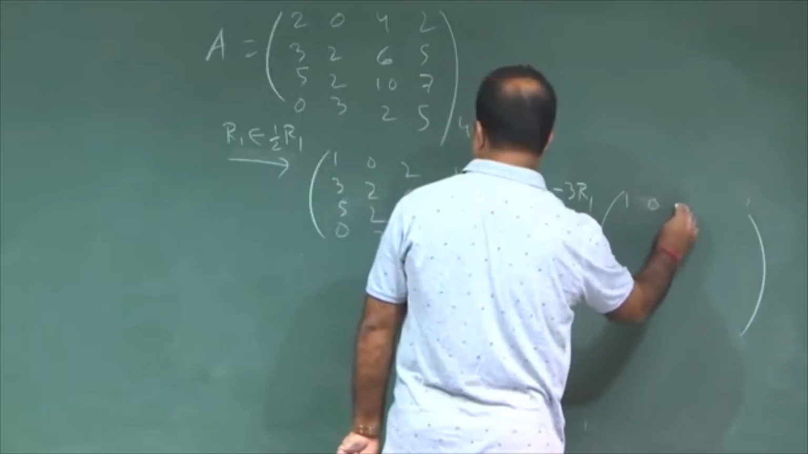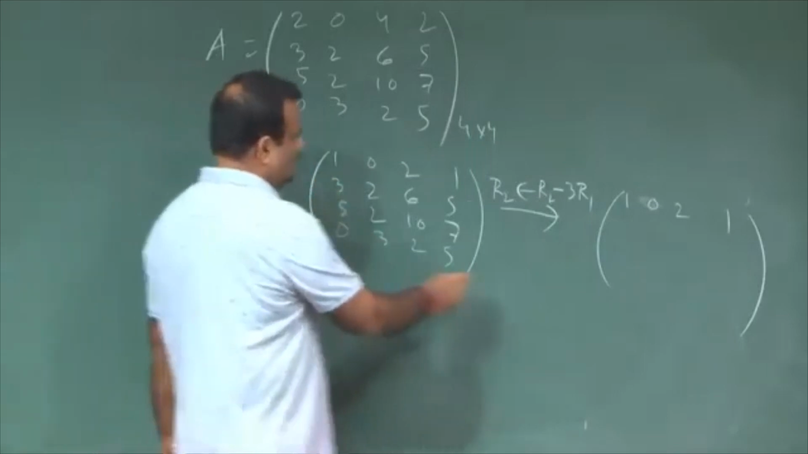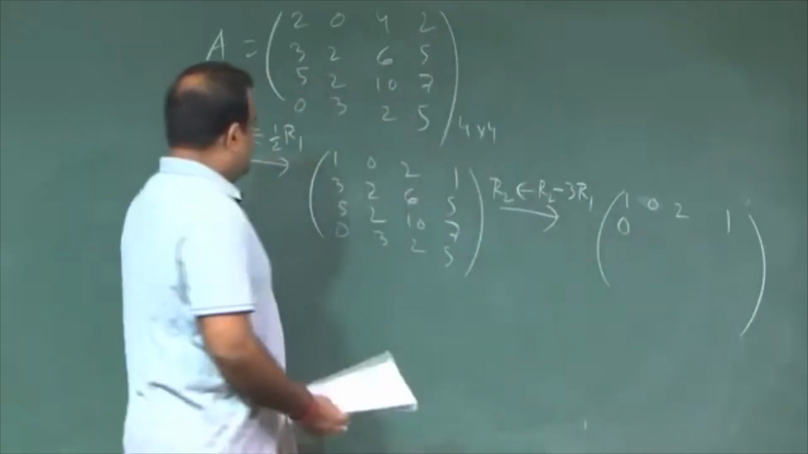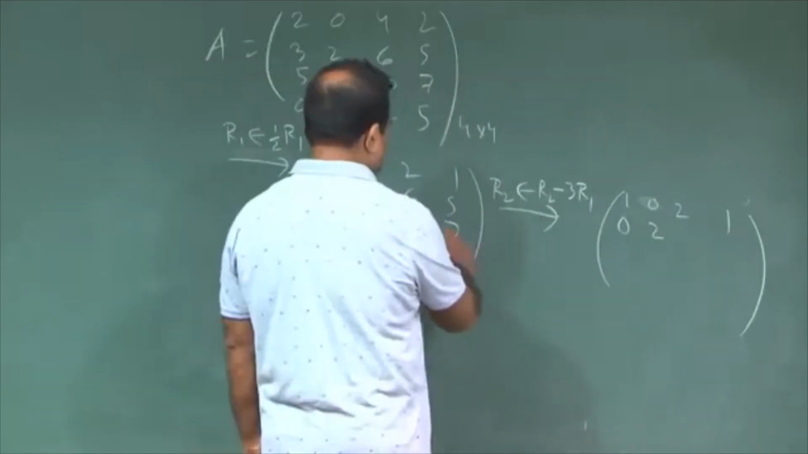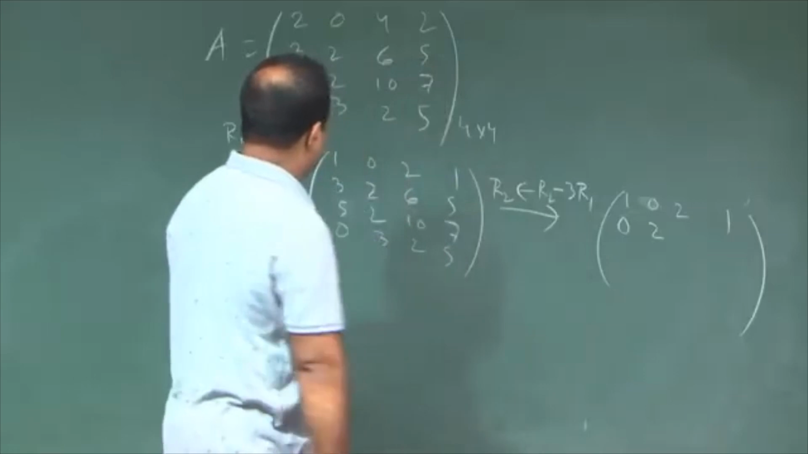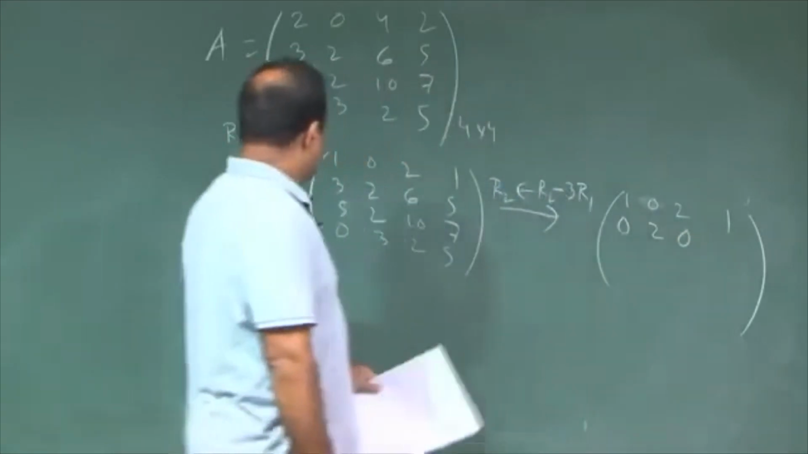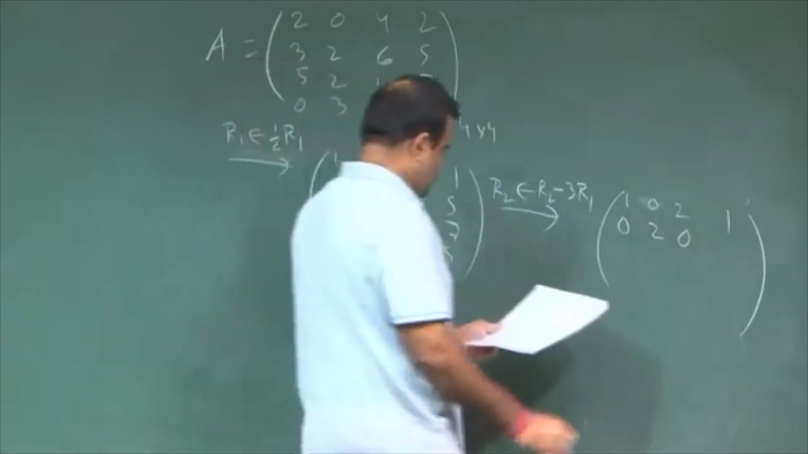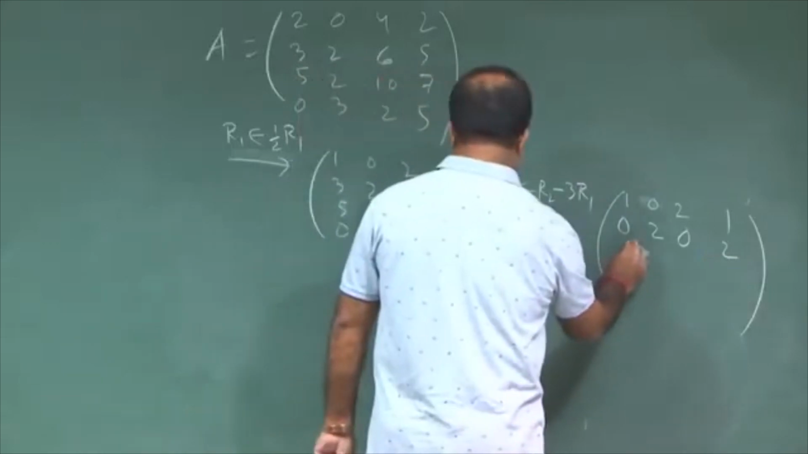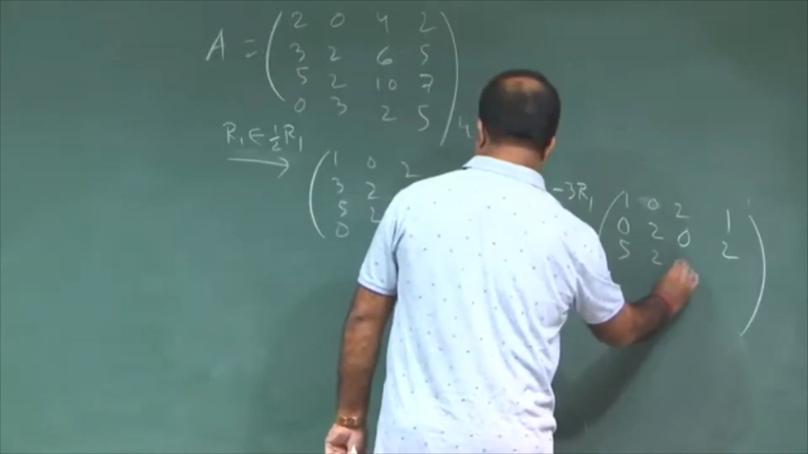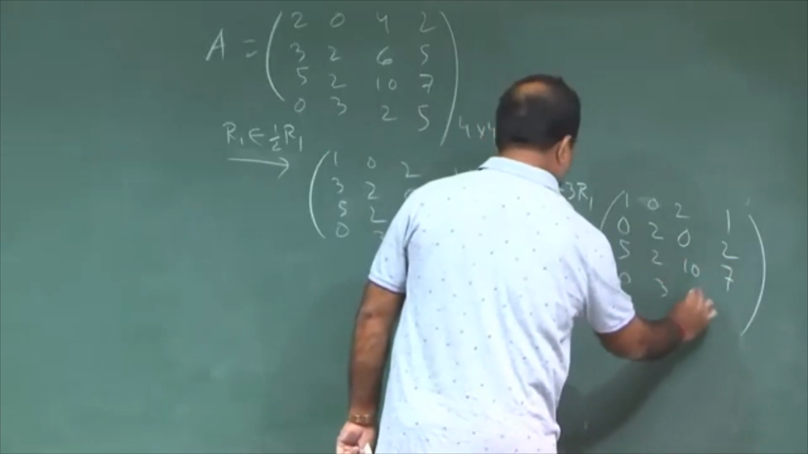Row 1 will remain the same. In row 2, this will be 0, then this is 2, this will remain unchanged, and this is 3 times 1 subtracted, so this will be again 0, and multiplying, this will be 2. The remaining rows will be unchanged: 5 2 10 7, 0 3 2 5.